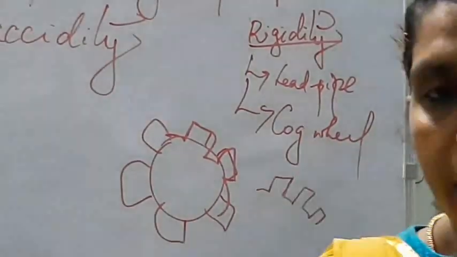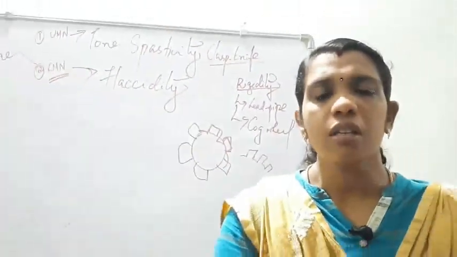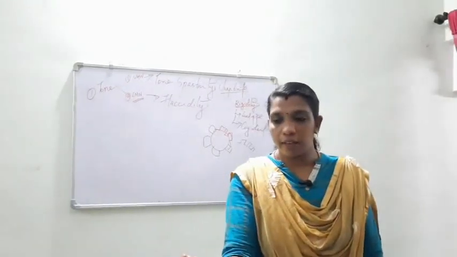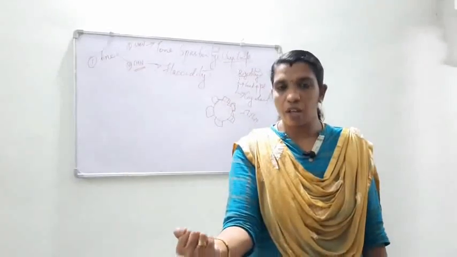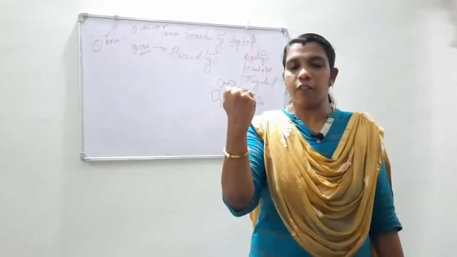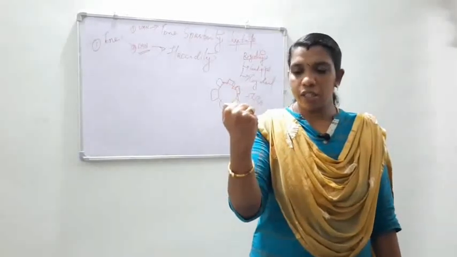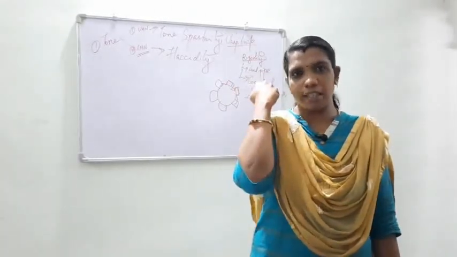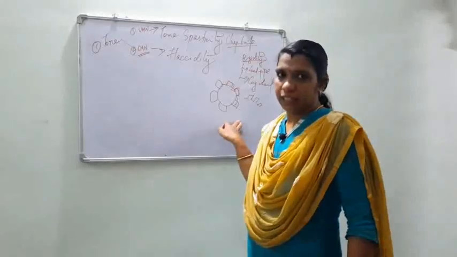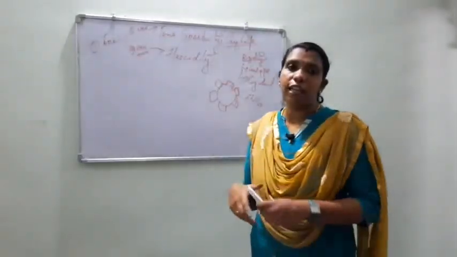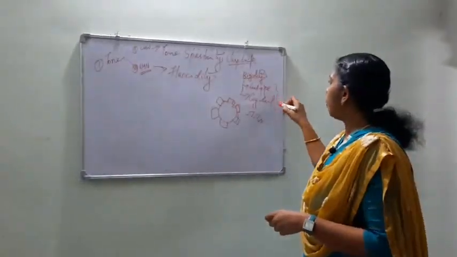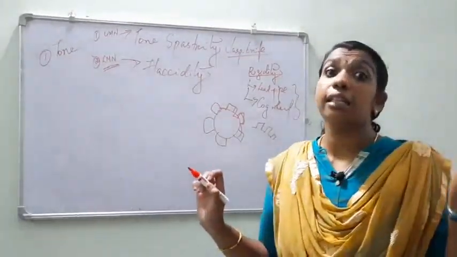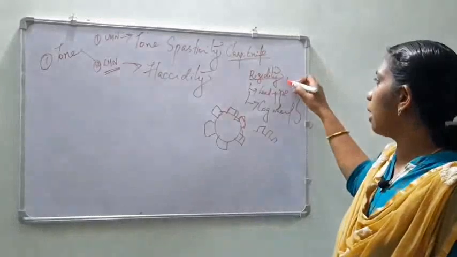At first, if the patient is trying to flex the elbow, the rigidity will be like this. It will come, then it will be strong, then it will come, then it will be strong. There will be increased tone, then it will flex, then increased tone, flex, increased tone, flex. So this is known as cogwheel rigidity. Both this lead pipe and cogwheel rigidity are not seen in upper motor neuron lesion. They are seen in extrapyramidal tract lesion such as Parkinsonism.